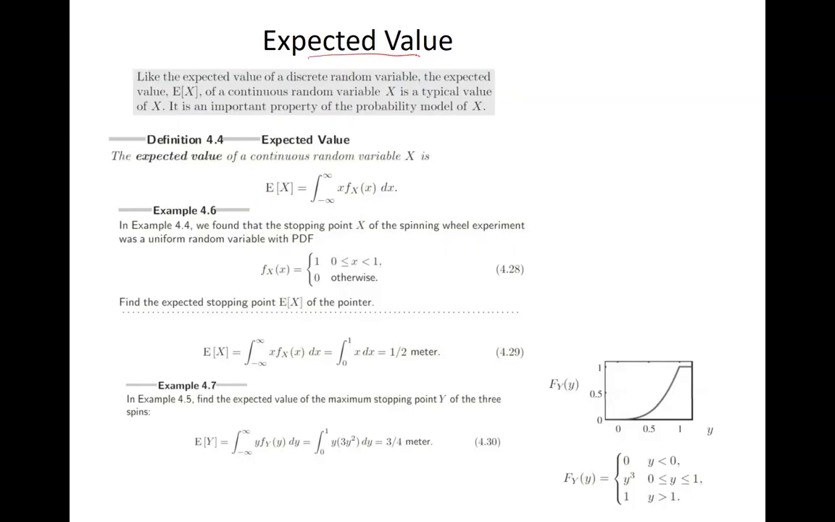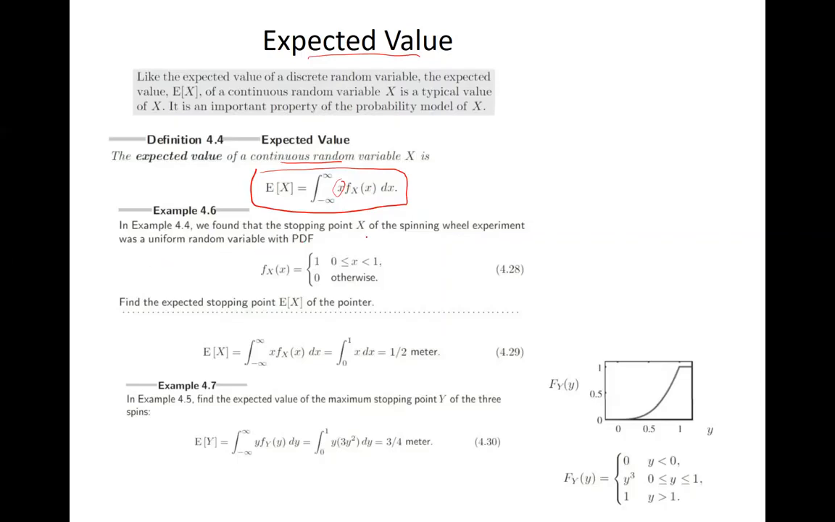Expected value is another critical parameter of a random variable. The expected value of a continuous random variable is given by this formula. You see there's a factor x in here. And usually this integration is very straightforward.